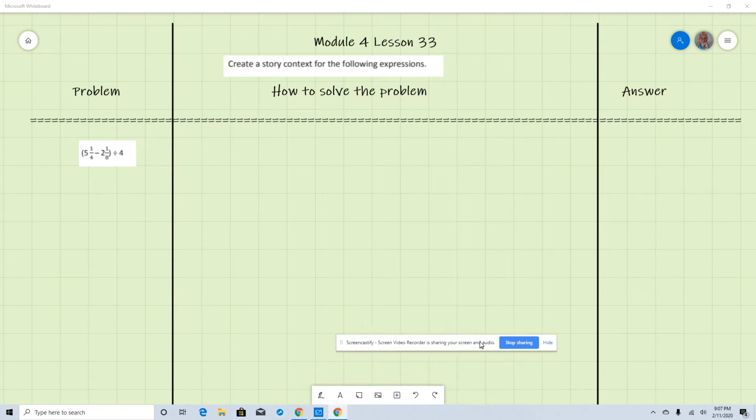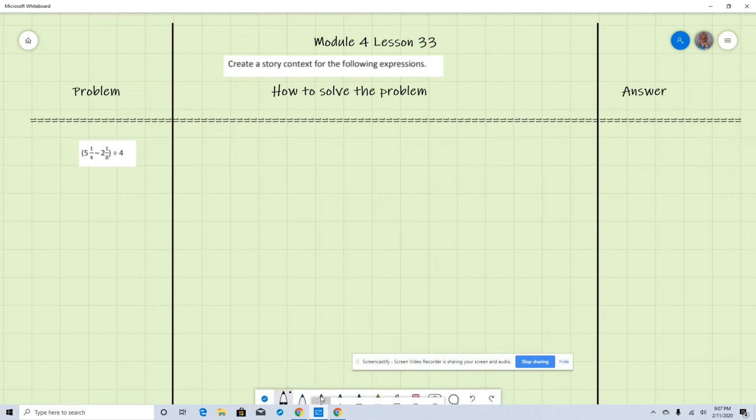Now, this is a pretty interesting story because here we have to create something. So we have to create a story context for the following expressions. So this is our expression. And let's just go over a couple of things. This is a difference, and this is going to be the division.